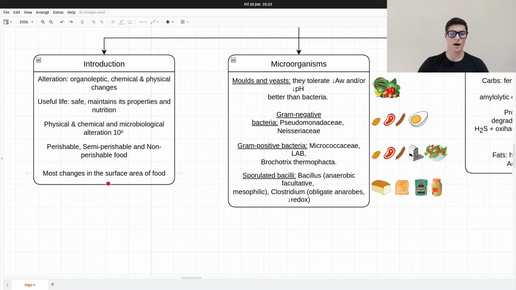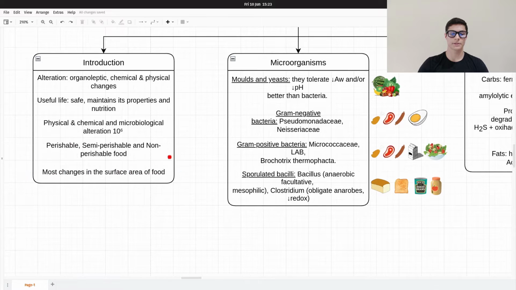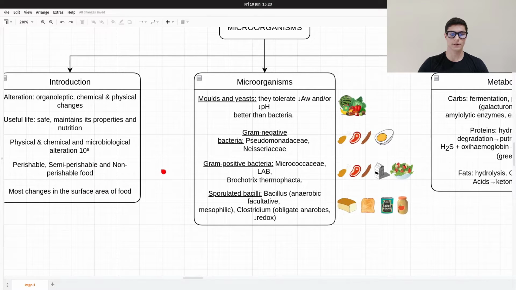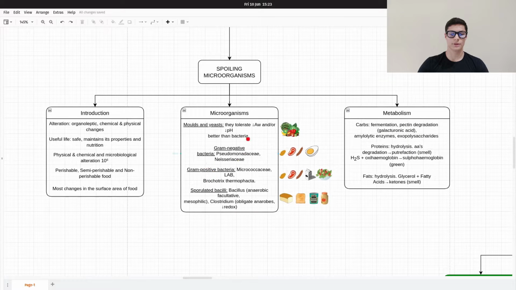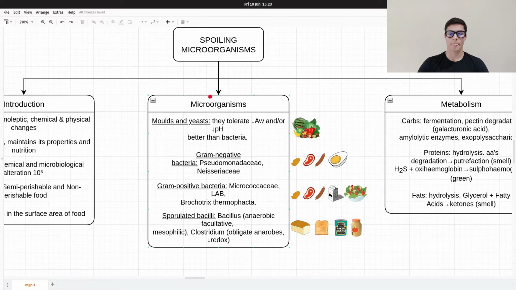Most changes are on the surface of the food, the surface area. As we talked about in the last video on the intrinsic methods, one of those was the surface area, if you remember. Microorganisms: we have molds and yeasts, the gram-negative bacteria, the gram-positive bacteria, the sporulated bacilli. I have to mention that these are all spoiling microorganisms. The microorganisms we are going to view next are the pathogenic ones.